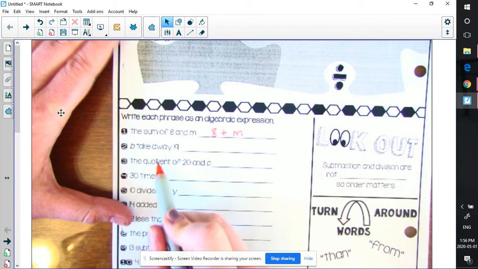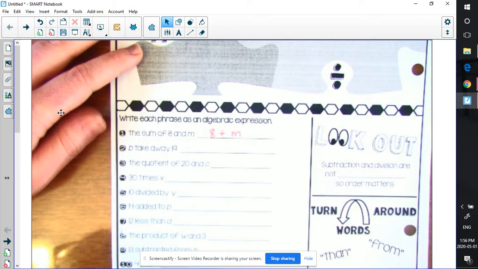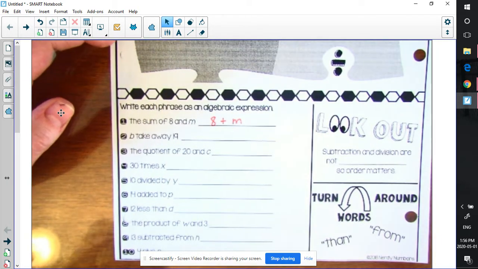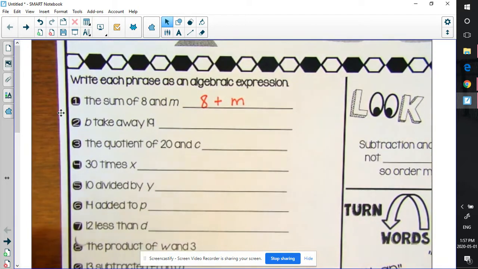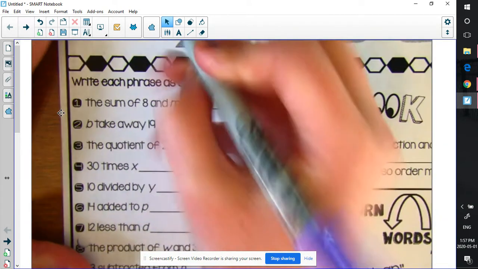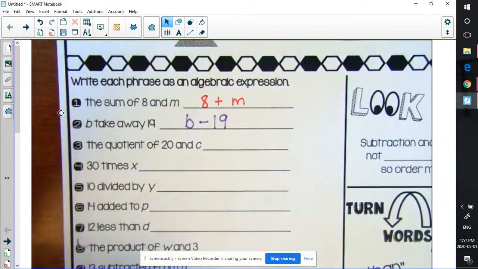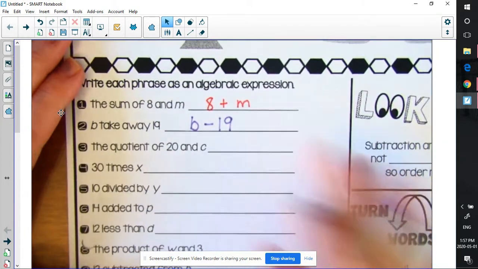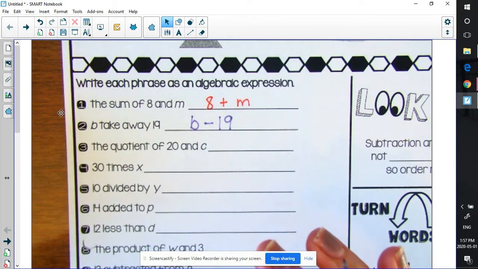Let's look at the next example. It says B take away 19. Now, when you hear take away, most of you hopefully think of subtraction. So B take away 19. The way that I would write this as an algebraic expression is B subtract 19. Now remember, an expression does not have equals after it. So B subtract 19, we would just leave it like that.